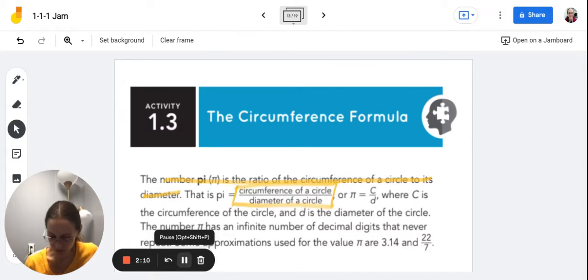You could also use variables to represent that, where c represents the circumference, d represents the diameter, and pi is just pi. This symbol right here is the Greek letter pi. The number pi has an infinite number of decimal digits. It goes on forever. It never stops. Who wants an infinite amount of pi?